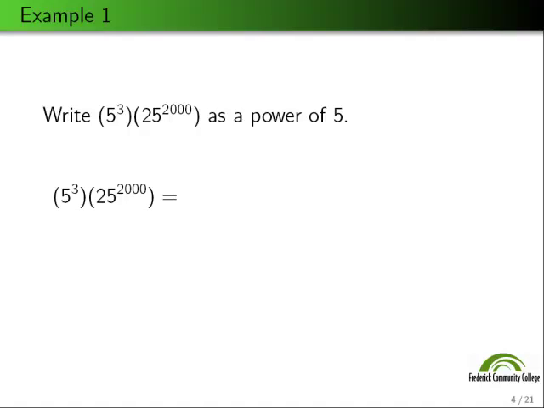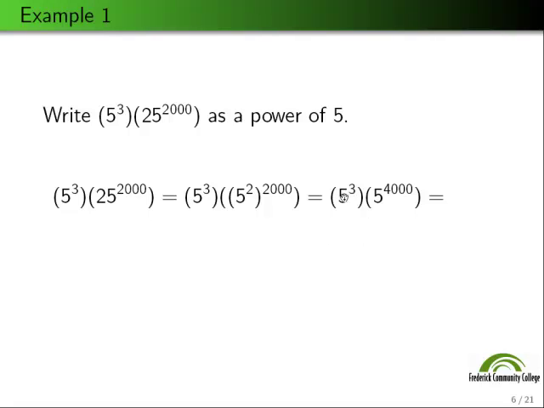What we want to recognize here is that 25 can be rewritten as a power of 5. 25 is 5 squared. So we have 5 to the third times 5 squared raised to 2000. And we know when we have 5 raised to the second raised to another power, we multiply down to get the result. And we have 5 cubed times 5 to the 4000.